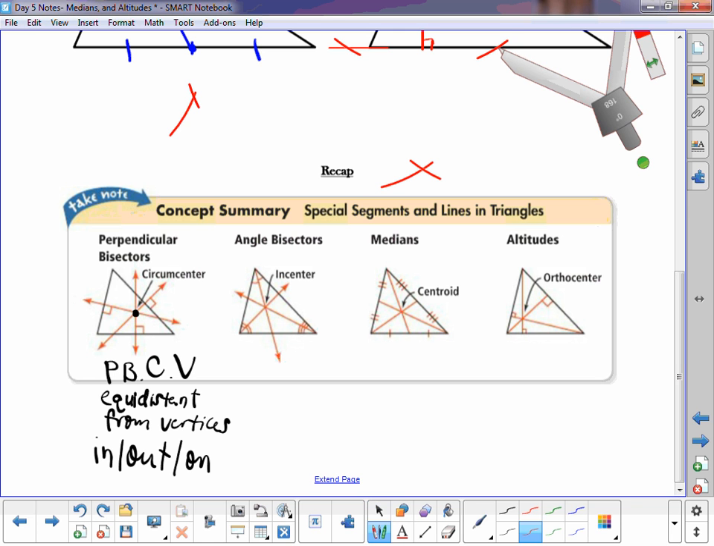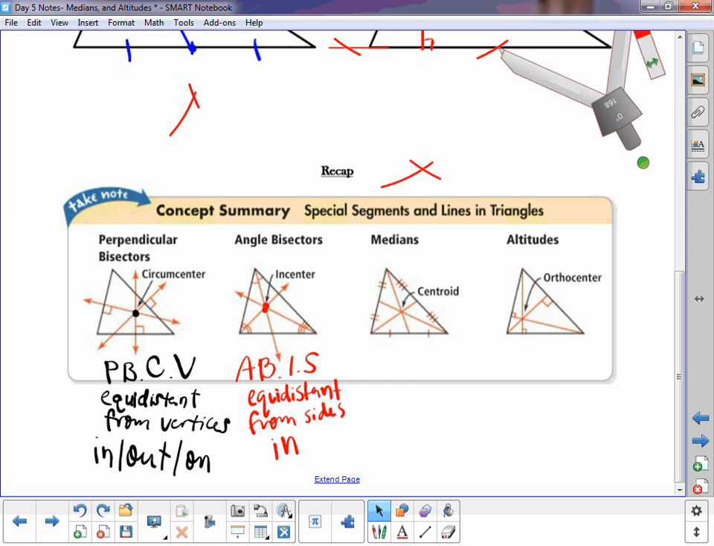Then next we had angle bisectors. They meet at the in-center. And in-center is equidistant from what? Good. Equidistant from the sides. And how about my in-center? In, out, on, or always in? In.